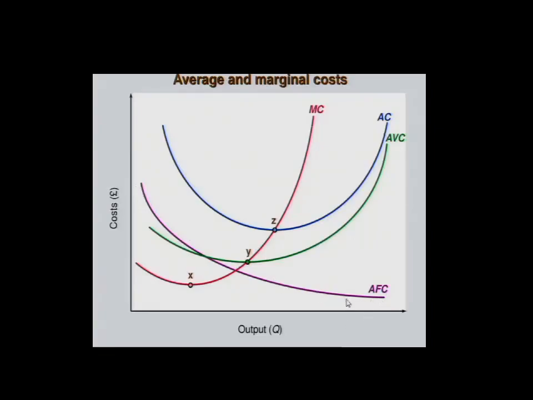And notice this. The distance between AFC and the x-axis is the same as this distance here for this output. So as the average fixed cost declines and approaches the x-axis, average variable cost approaches the average cost as well. In the end, these two come close to each other, this average cost and average variable cost, because average fixed cost approaches zero. As we produce more, the fixed amount of cost is spread over many units. That reduces the fixed cost to almost zero.